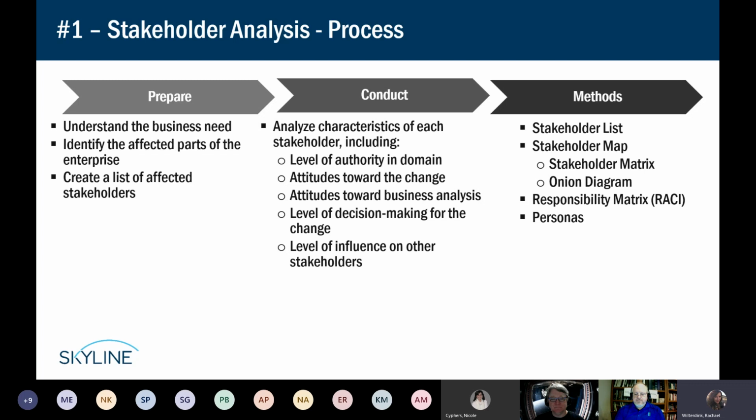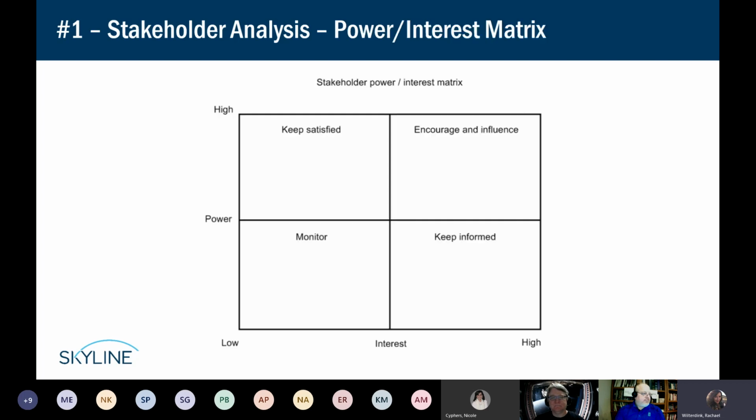And then there's different methods that we can use to conduct stakeholder analysis, and there are a few listed here under methods, like lists, maps, matrices, diagrams, charts, personas. I'm not going to take a look at all of these in any level of detail, but I'll just give you a high level on a couple of them. So the first one is the power interest matrix.